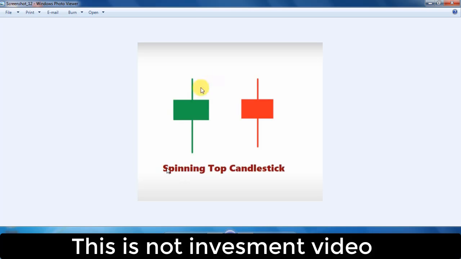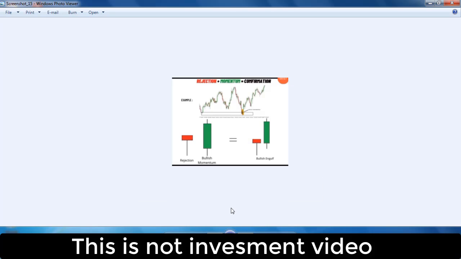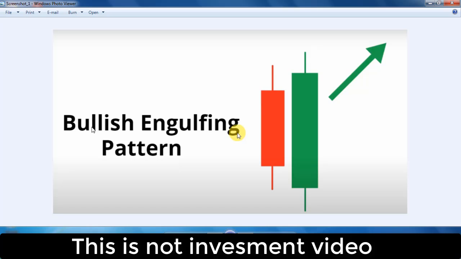And the next candlestick pattern is the spinning top candlestick pattern, and the rejection candlestick pattern, and bullish momentum, and bearish engulfing. Okay, this is the bullish engulfing pattern.